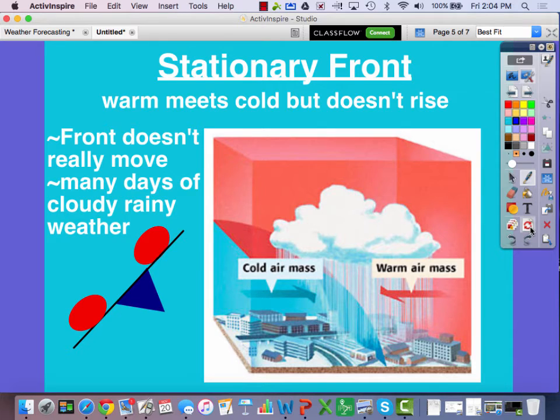And looking at our weather map symbol, notice that we have a combination of the warm front and the cold front going on our weather map symbol here.